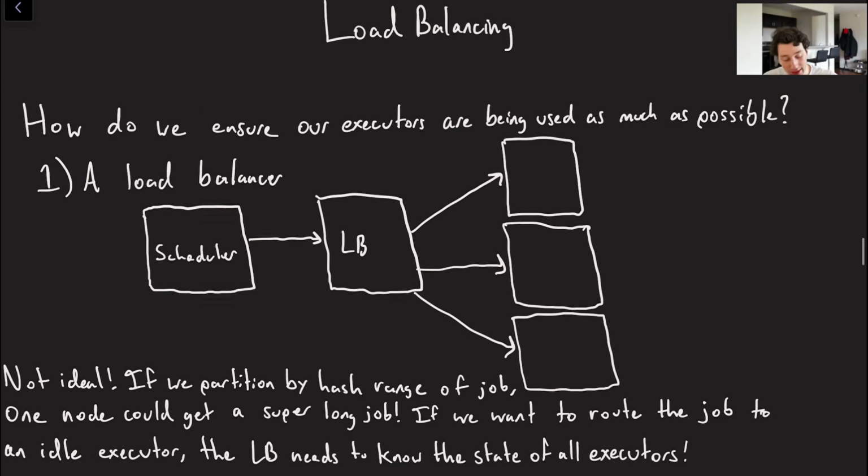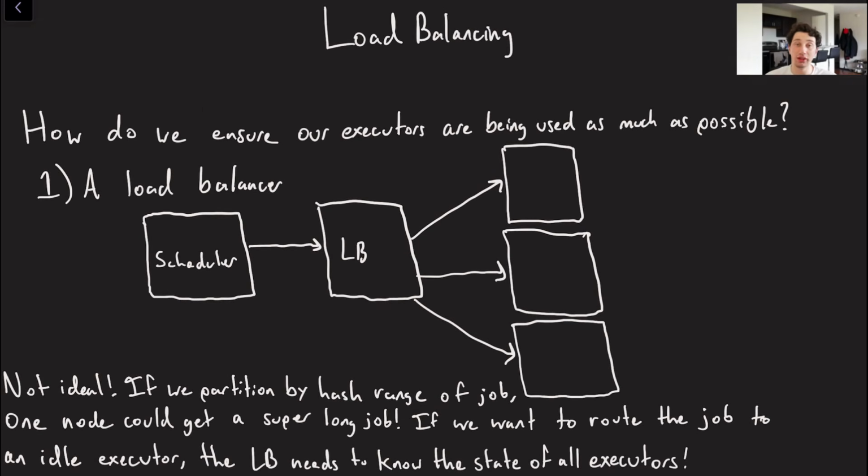Cool. As far as load balancing goes, this is another key aspect of the problem. So the question is, we've got all of these executors right here, all three of these random nodes. We can run the task on pretty much any of them. How do we ensure that we're getting the most usage out of our executors as possible, and that one of them's not just sitting idle?